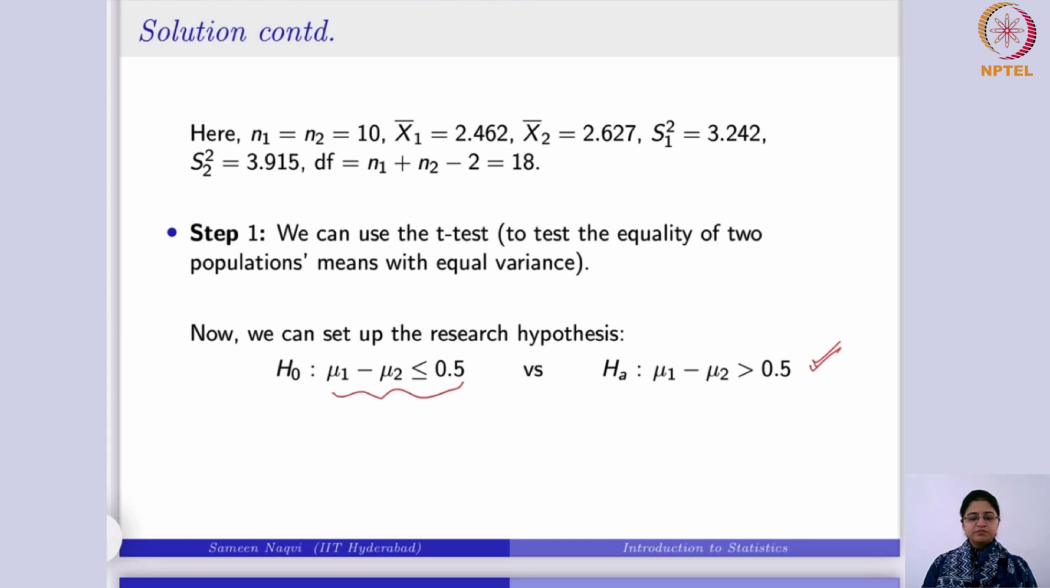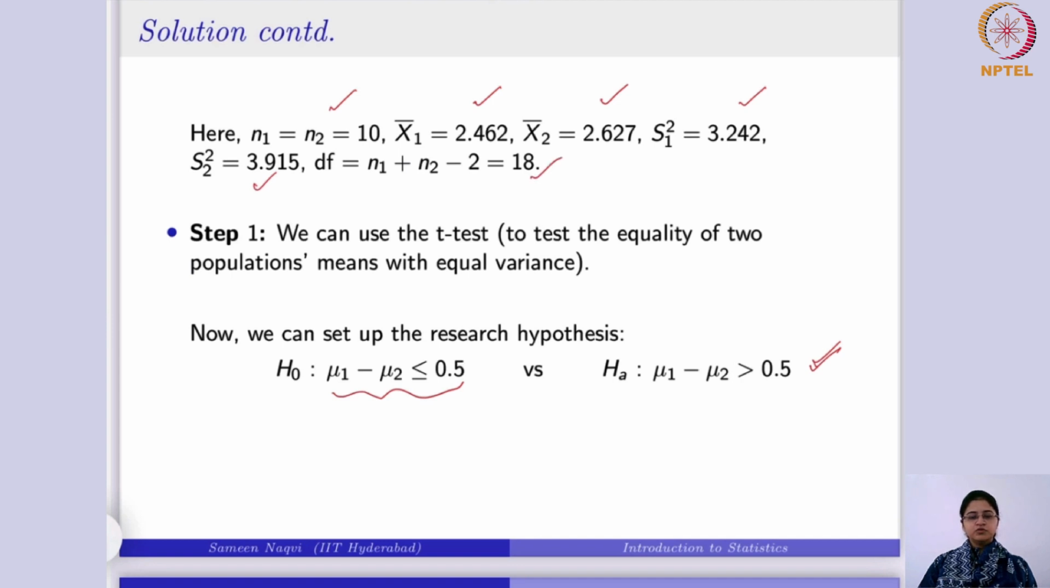So here, based upon the data that you are given, n1 and n2 are 10. x1 bar and x2 bar you can calculate from the 10 observations that are given. Likewise, you can calculate the sample variances also. What will be the degree of freedom? The degree of freedom will be n1 plus n2 minus 2. So 20 minus 2, that is 18.